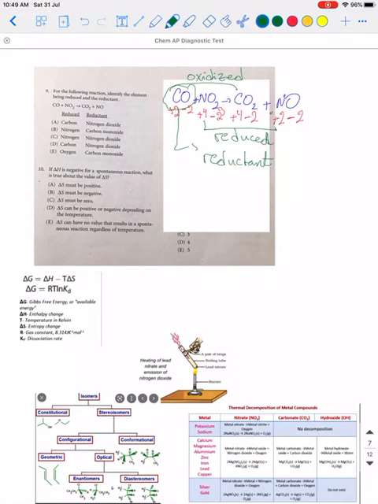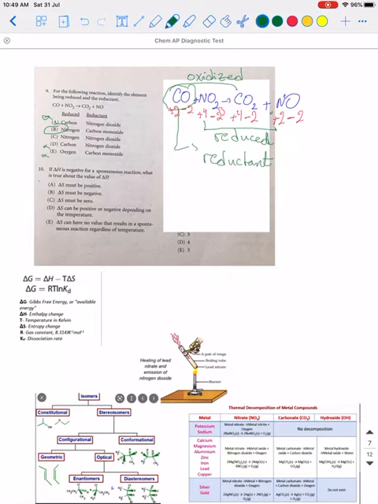Now back to the options to choose the appropriate one. We will choose that the nitrogen is reduced. So directly I eliminate these from my options. I am left with B and C. Nitrogen is reduced, while carbon monoxide is the reductant. So this will be the appropriate answer.